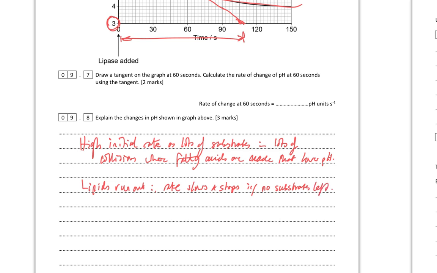I've done that, 9.8. It decreases as fatty acids are produced, so I've got that one. High initial rate because there's lots of substrate. High ES, i.e., high chance of ES complex. And then it runs out. Got my 3 marks.